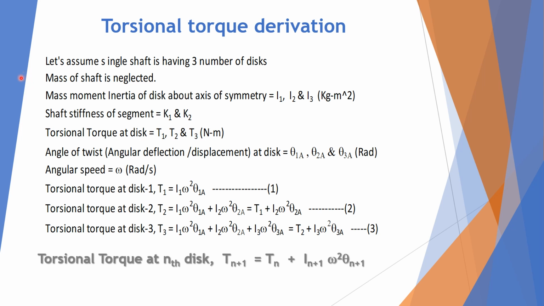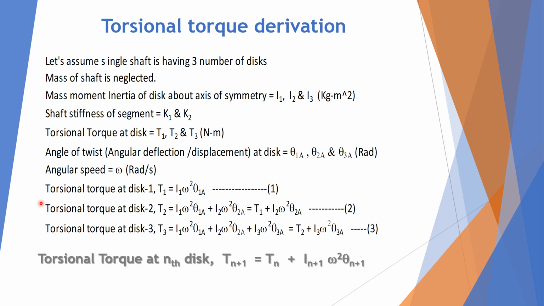Torque derivation. Let us assume a single shaft having three disks, which we just saw. Mass of shaft is neglected. Mass moment of inertia we discussed. Shaft stiffness K1, K2, torsion torque T1, T2, T3, angle of twist theta 1, theta 2, theta 3, angular speed omega radian. So torque at disk 1, T1, is equal to I1 omega square theta 1, equation 1.